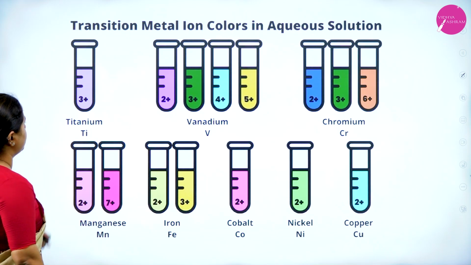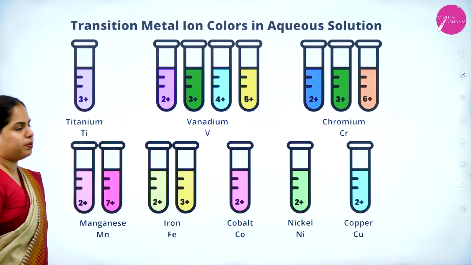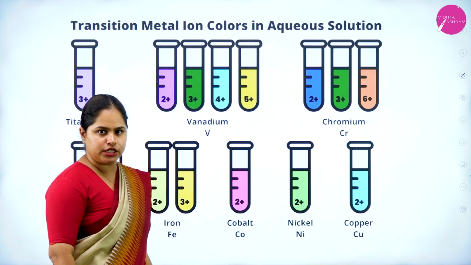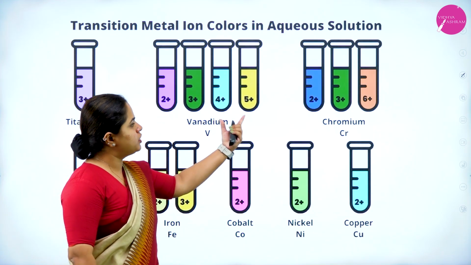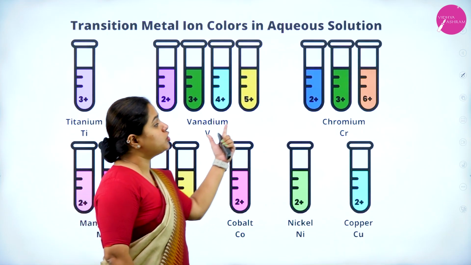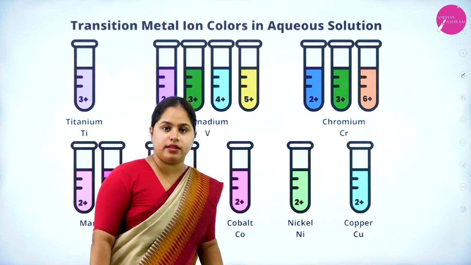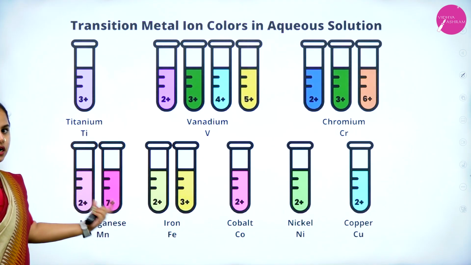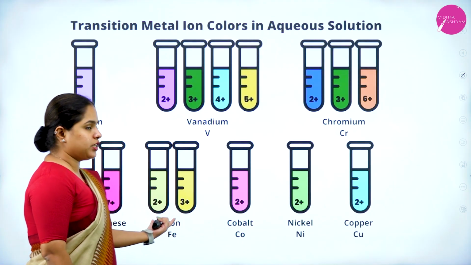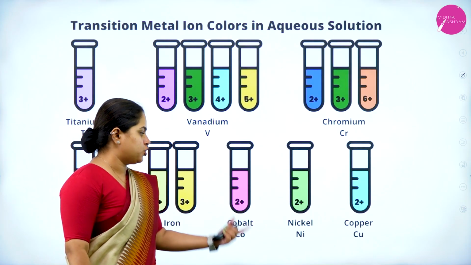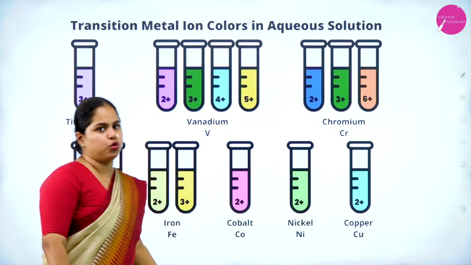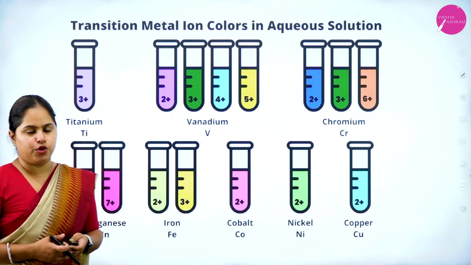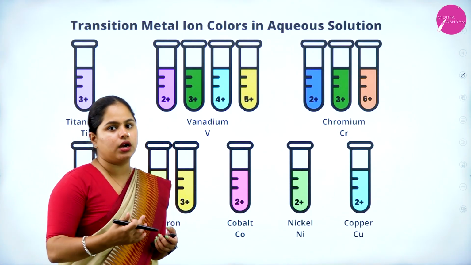Now you can see the color also here. Titanium 3 plus, it will be a purple color. Vanadium, it can show plus 2, plus 3, plus 4 and plus 5 oxidation state. Right. Chromium, it can show plus 2, plus 3 and plus 6. So in each of these oxidation states, the color shown by the ion will be different also. Right. You can see manganese plus 2 and plus 7. The color difference you can see here. Iron, it is plus 2 and plus 3. Right. Cobalt plus 2. Nickel plus 2 and copper plus 2. It is blue in color. So I hope the color shown by the compounds is clear for you. So this is how d block elements will show colored compounds.